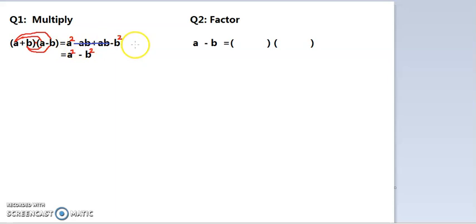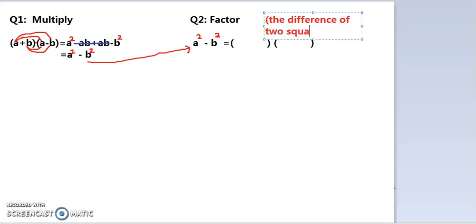So when we do factoring, we're reversing this process. So what we are given will be a squared minus b squared, the answer from the multiplication that we just got. So this will become our question now: a squared minus b squared. And again, the reason we call this type the difference of two squares. So let me put the type here. It's called the difference of two squares.